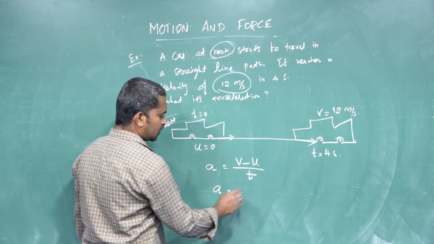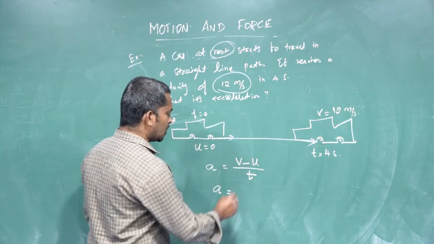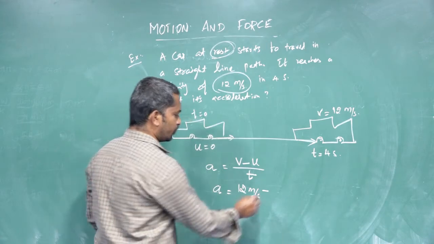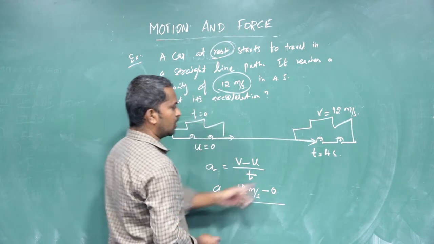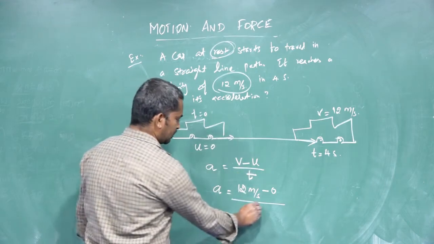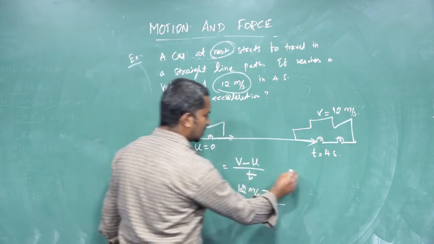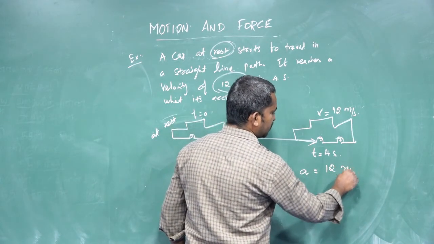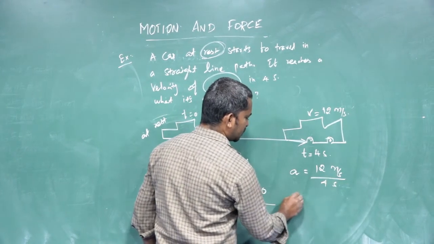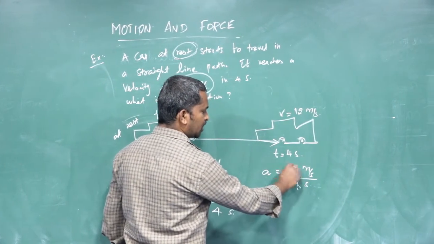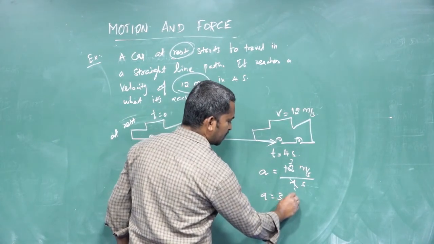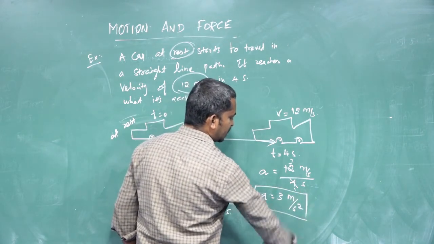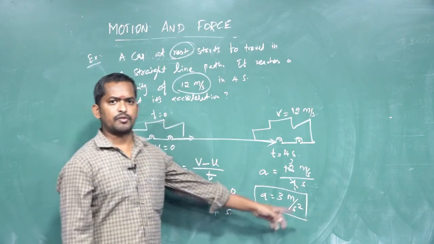So acceleration a is equal to, what is the final velocity? 12 meters per second, minus initial velocity 0, divided by time interval 4 minus 0, so 4 seconds. Acceleration a is equal to 12 meters per second divided by 4 seconds. Cancel this one time, this is 3 times. So 3 meters per second divided by second, so meters per second squared. The acceleration of the car is 3 meters per second squared.